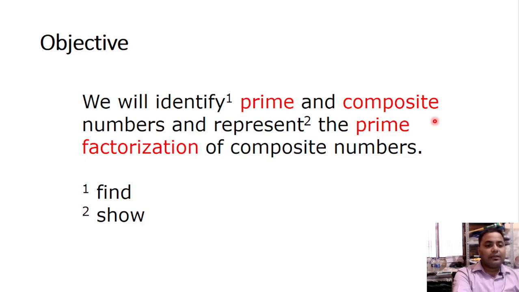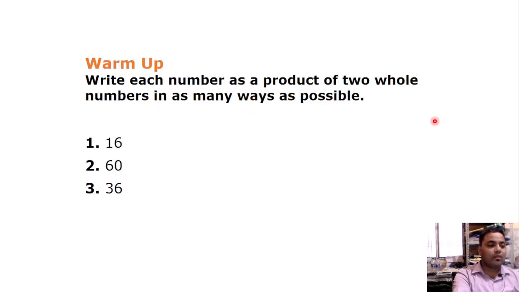We will identify primes and composite numbers and represent the prime factorization of composite numbers. Write each number as the product of two whole numbers in as many ways as possible. Like 16: 1 into 16, 2 into 8, 4 into 4. Same for 60, you can do the same for 36.